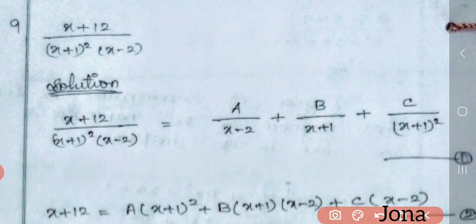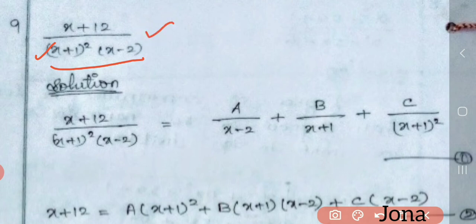Ninth problem, x plus 12 divided by x plus 1 the whole squared into x minus 2. Here is the next type of partial fraction. That means, look at the denominator. Here I have x plus 1 the whole squared. In the previous problem I had no squares. But here x plus 1 the whole squared. For this I want to introduce two constants for this factor and one constant for the other factor.